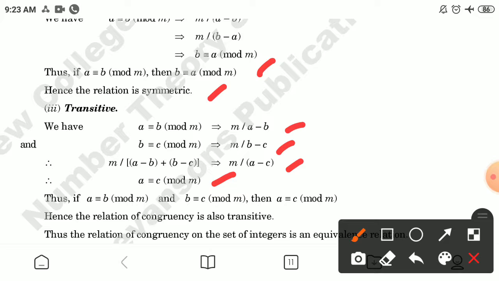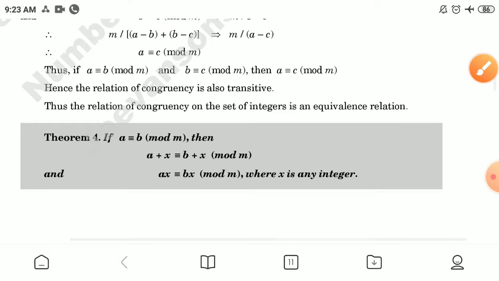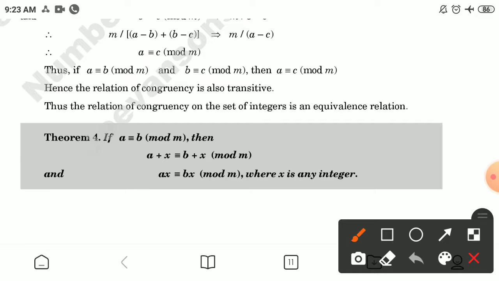Thus, if A is congruent to B mod M and B is congruent to C mod M, then A is congruent to C mod M. Hence, the relation of congruency is also transitive. Thus, the relation of congruency on the set of integers is an equivalence relation.